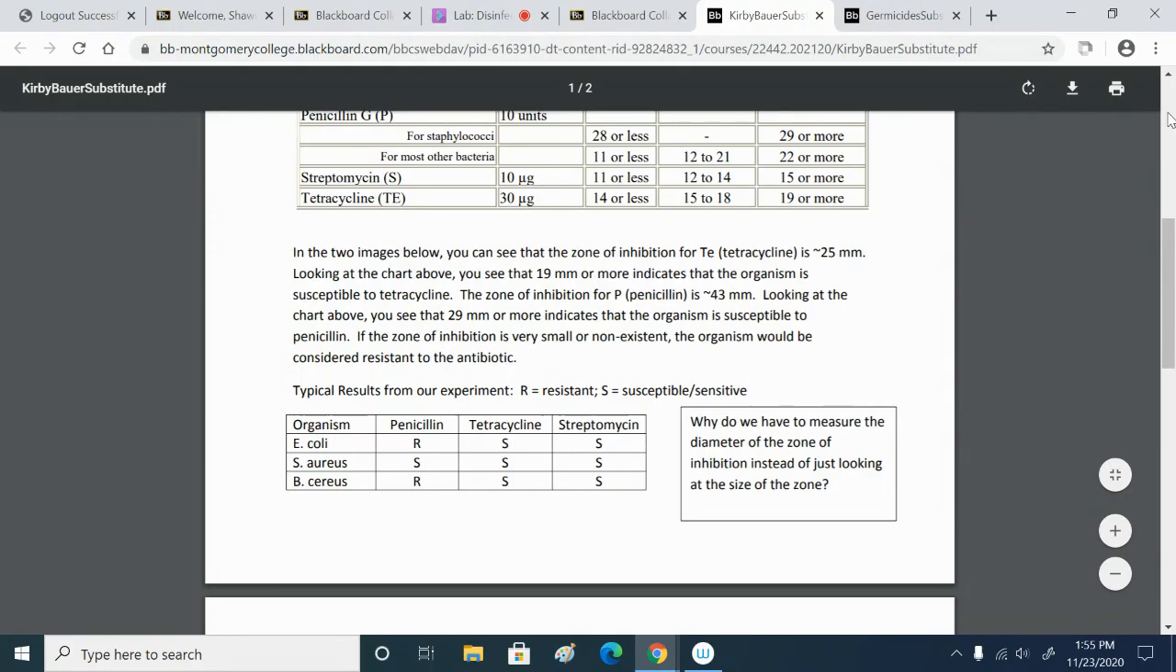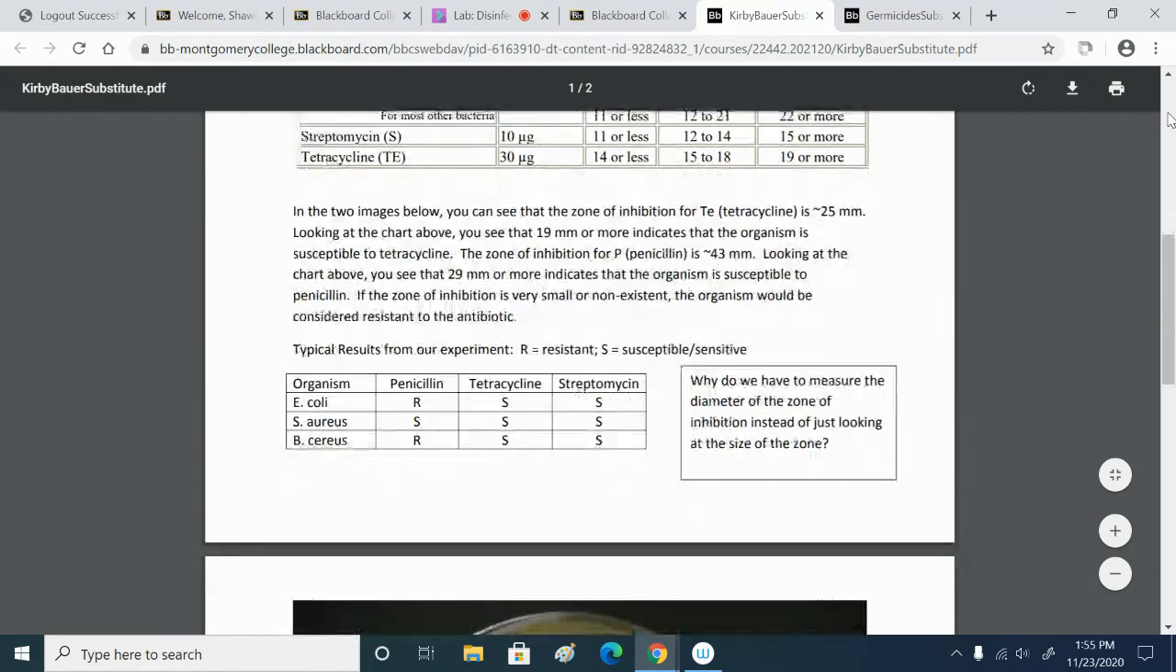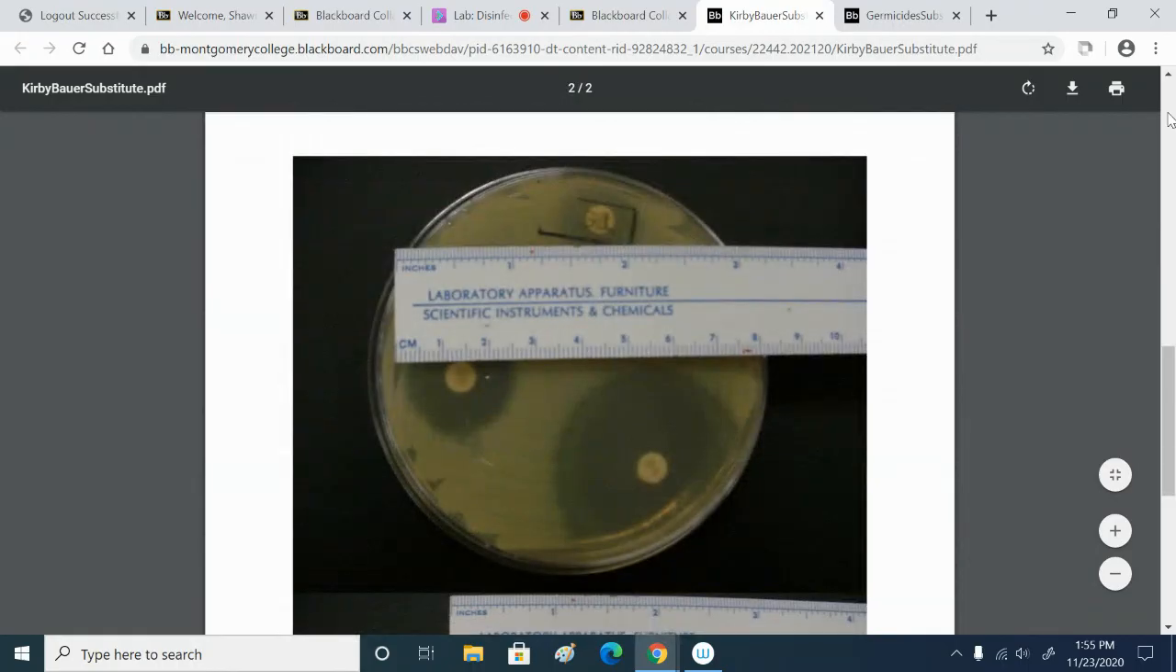So you don't have to memorize these results. But the idea is to understand how the test works and how to determine if the organism is susceptible or resistant. So let's see how we do that. So here's one of our actual plates from the experiment. And you can see the discs are labeled an upside down P here, a TE for tetracycline, and there's an S in there. So you know what all the discs are.